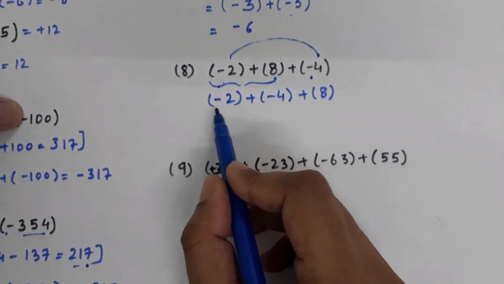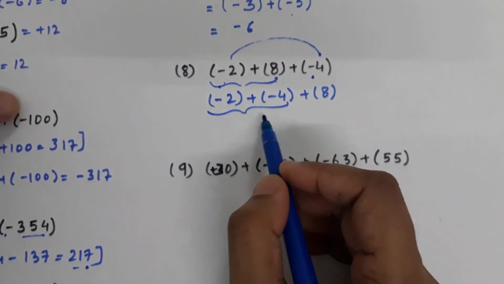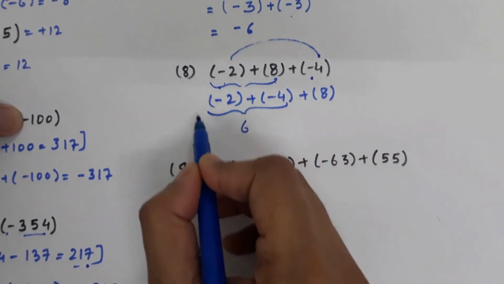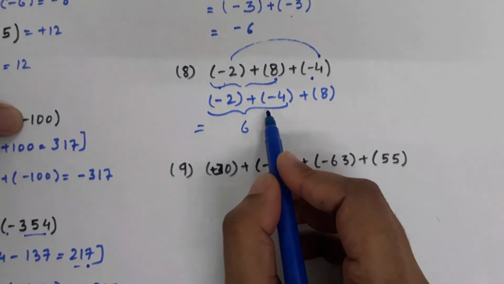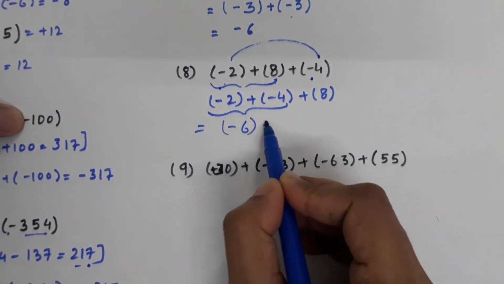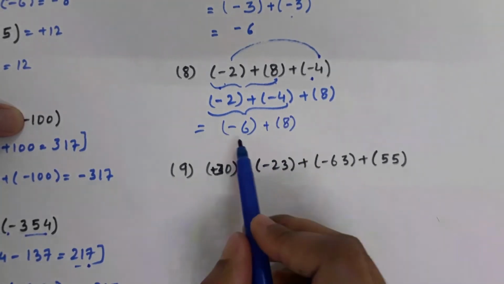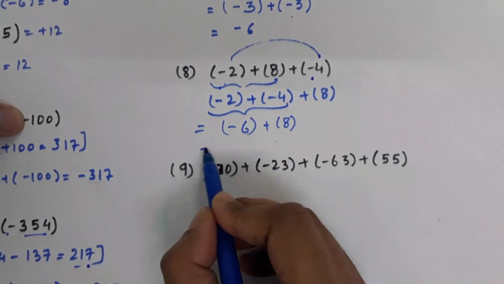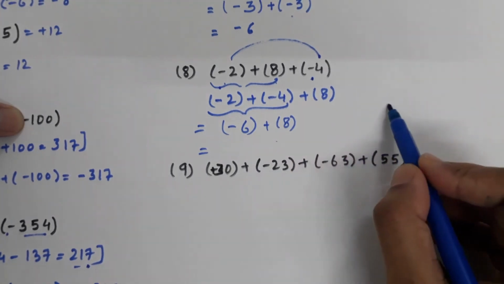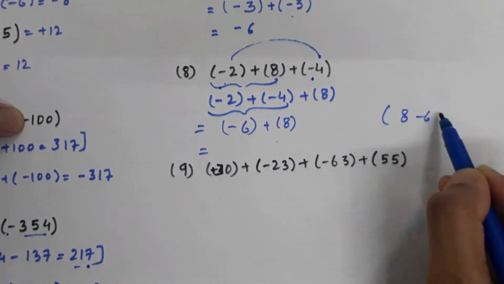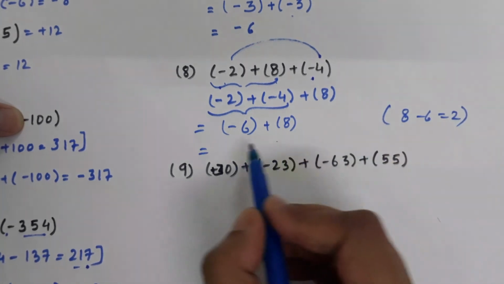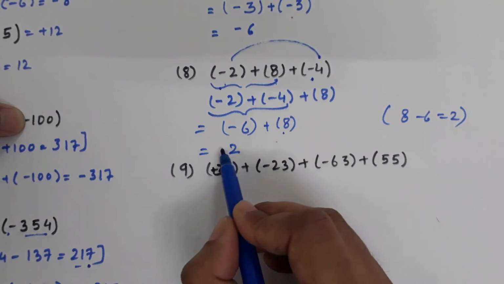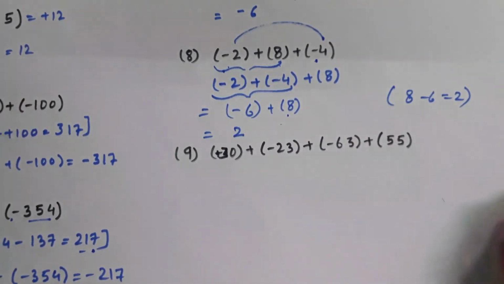Okay, so here both numbers have the same sign, which is minus minus. Add them. 2 plus 4 will give me 6, and both have the same sign, minus minus, so I'm going to put minus 6, and then I have a positive 8. Now in this case both numbers have a different sign, which means we have to subtract the smaller number from the bigger number. So if I subtract 8 minus 6, I'll get 2, and my bigger number here is 8. It's positive, so my answer will be positive 2, or you can just simply write 2.